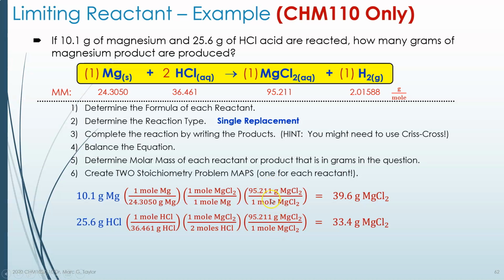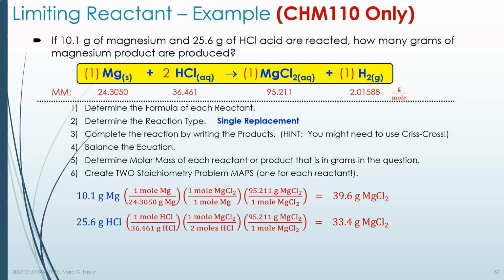Because you're converting moles of magnesium chloride to grams of magnesium chloride, you can use the same conversion factor. And in this case, we only get 33.4 grams of magnesium chloride if we reacted this much HCl with a lot of magnesium. So the question is, which one produces less product? Well, clearly the one that produces less product is the HCl. The HCl will run out first. You'll only make 33.4 grams of magnesium chloride.